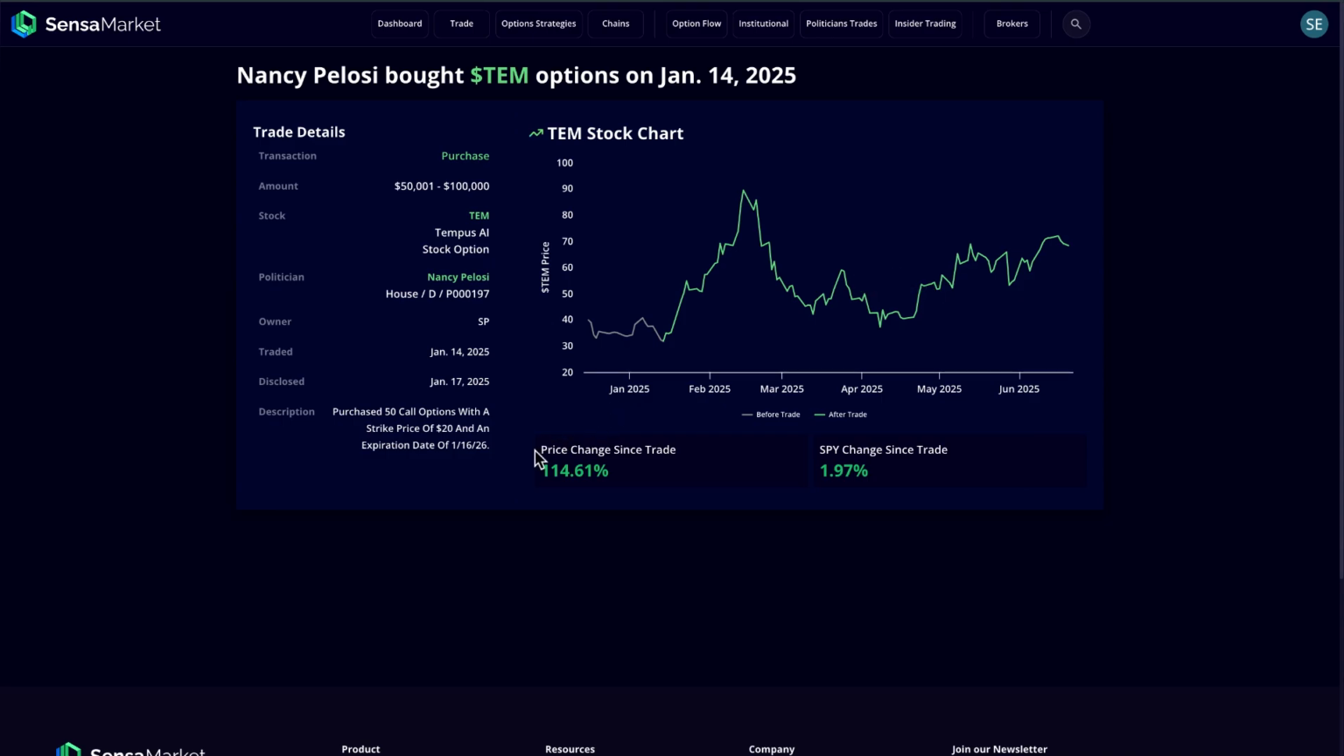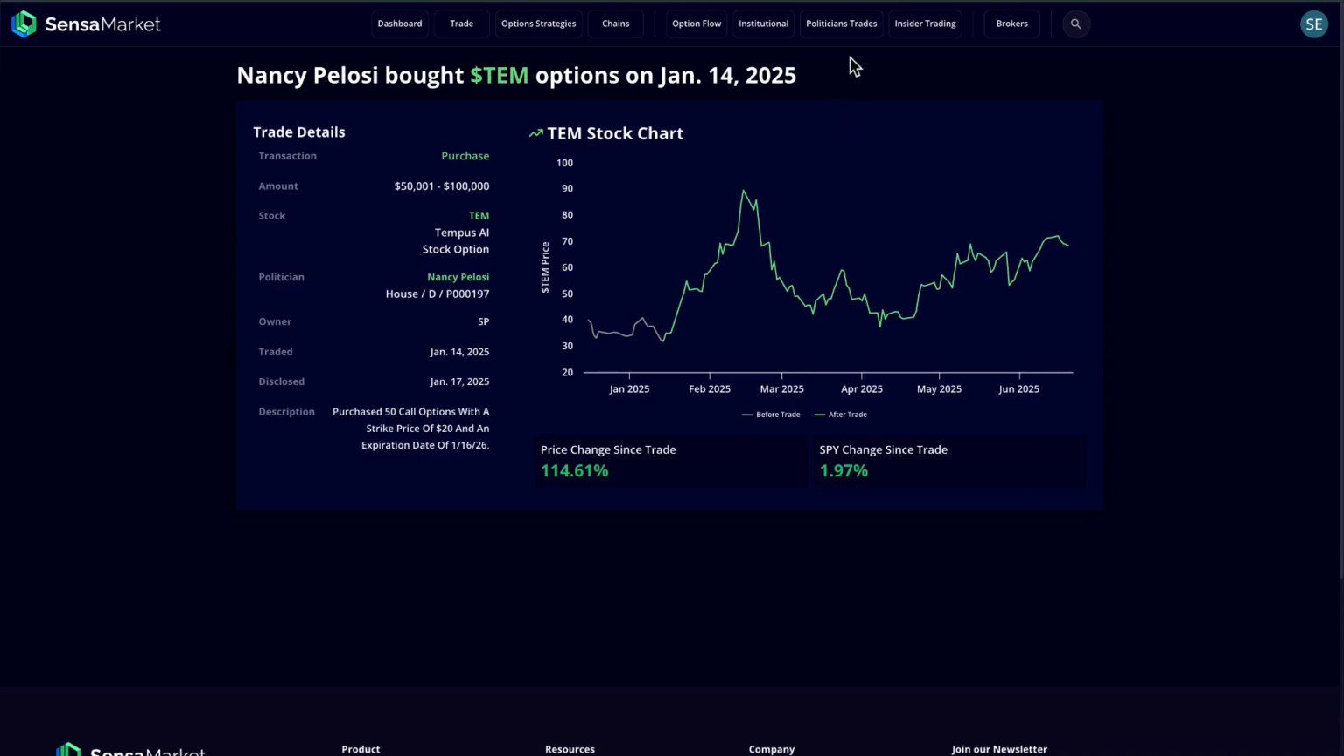Below the chart are two critical performance metrics: price change since trade. This shows how much the stock's price has changed since the politician made their move. And SPY change since trade. This compares the stock's performance against the S&P 500, SPY, over the same period. This is crucial because it tells you if the stock outperformed or underperformed the general market, helping you judge the quality of the trade idea.